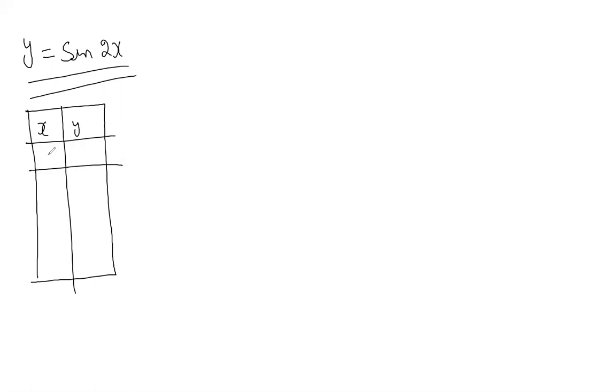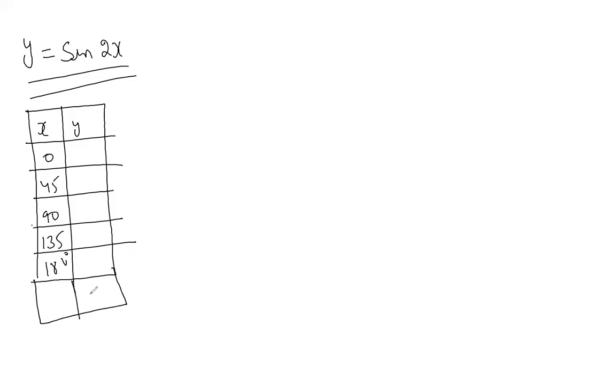Suppose the x value is 0. Let me take the value of 45. Let's take 90, 135. I'm just adding 45 each time. So 135 and then 180, of course. And then I think we can take one more value.